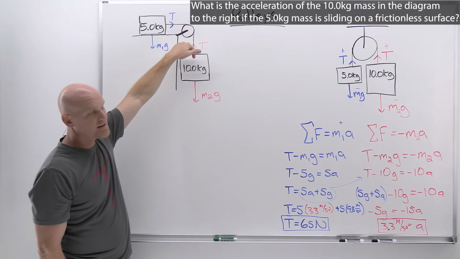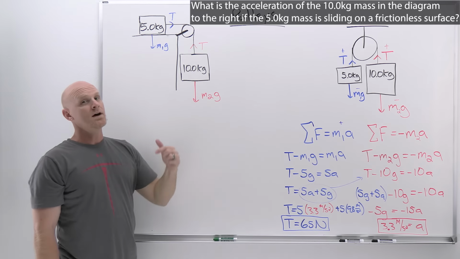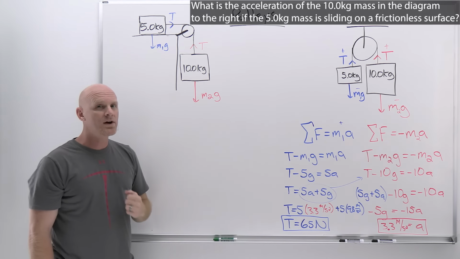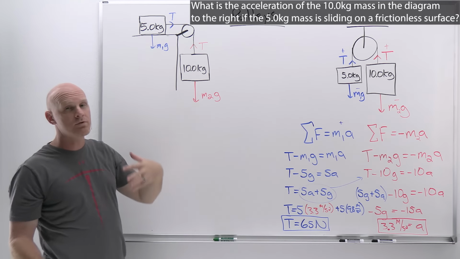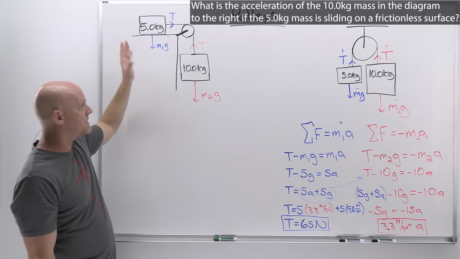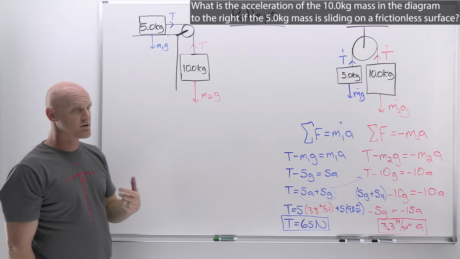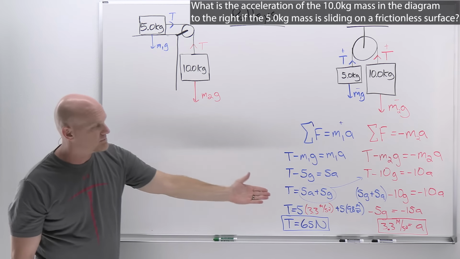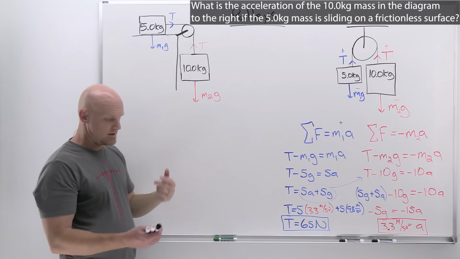Here, the 10 kilogram mass is still pulling downward at the exact same force due to its weight, but now there's nothing pulling back, if you will. It's still got a total mass of 15 kilograms to be moving around, but there's nothing pulling back. We should anticipate that whatever the acceleration is here, and it should be the same value for both of these since they're coupled motion, it should be higher than 3.3 meters per second squared since there is nothing pulling back. Let's see how this works.